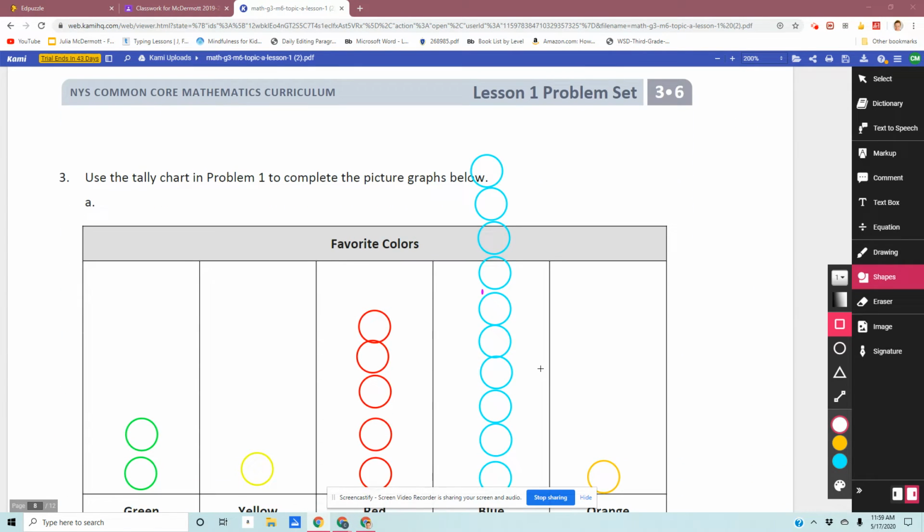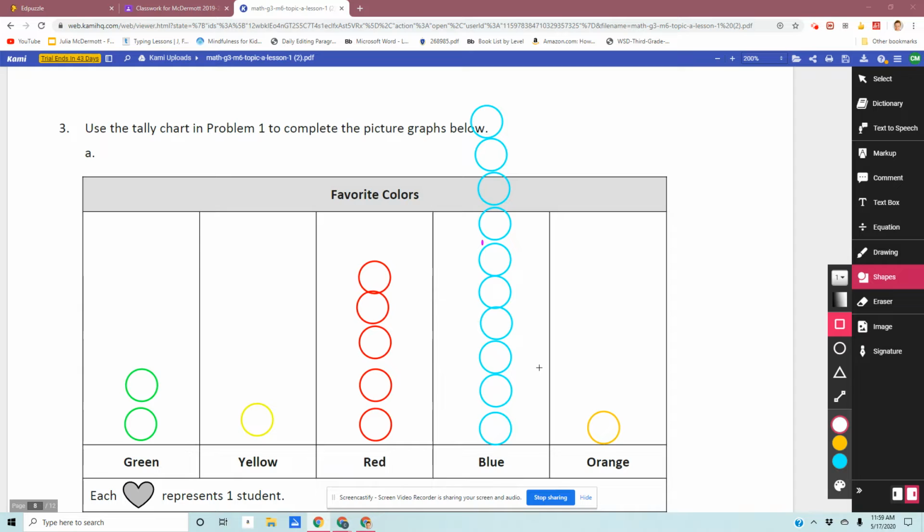Next, we are going to look at this chart. Instead of having tallies to display our data, this is a picture graph. Now, I didn't use a heart. I didn't really have a heart, so I just used circles. But each circle in this case represents one student. So if we had 2 voting for green, we had 2 here, 1, and 5 and 10. Look at how many blues, and with just 1 orange.